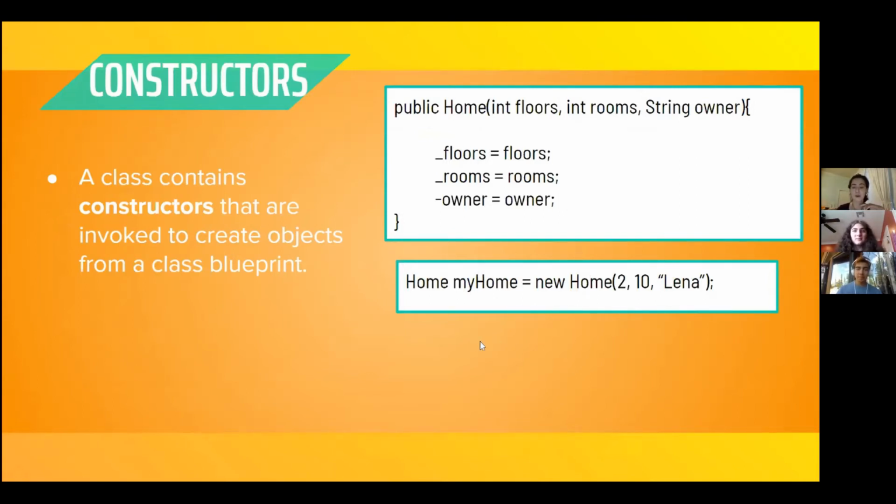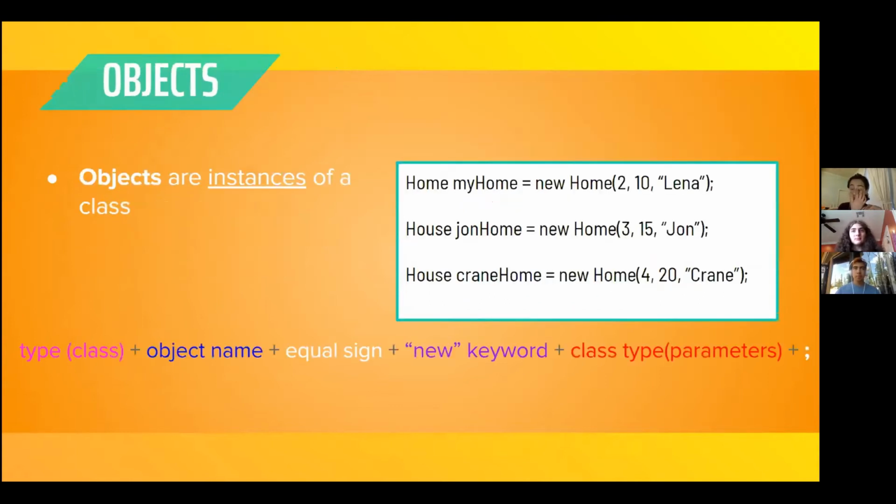Okay. So objects are kind of weird, but we're going to go over what that really means. So an object is an instance of a class. So as you can see, I can make as many homes as I want, right? But they can all have different properties, right? So I have my home, and that's going to have 2 floors and 10 rooms, and it's owned by me. But then John can have a home, and he's going to have 3 floors and 15.